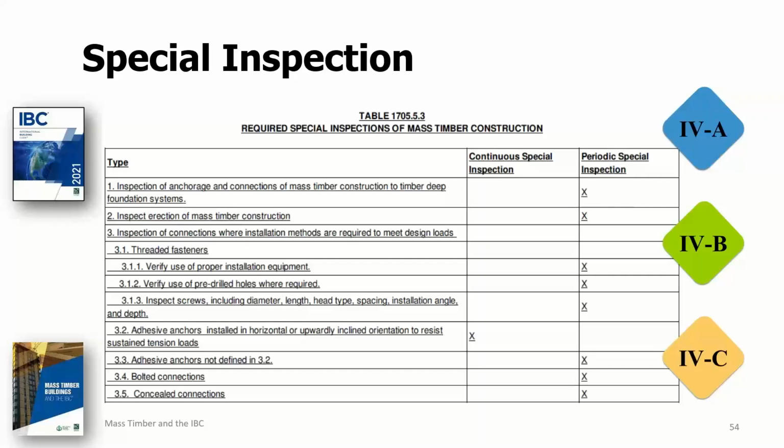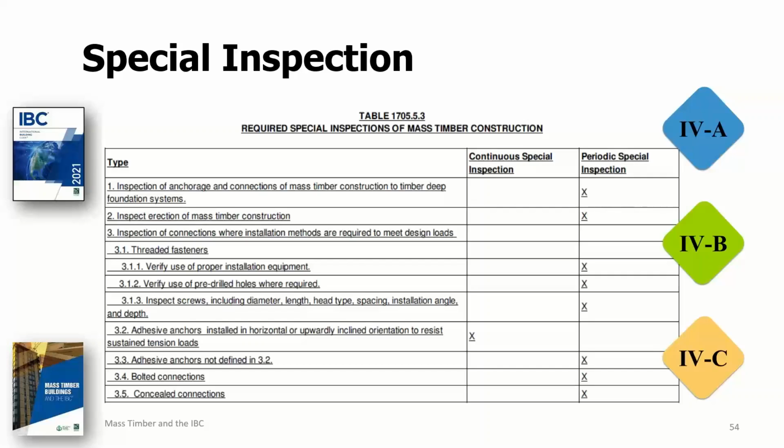The only connections warranting continuous special inspection are the adhesive anchors installed in horizontally or upwardly inclined orientation to resist sustained tension loads. Basically, what that means is adhesive anchors that are constantly loaded in withdrawal. This is shown in item 3.2 of this table, and it's similar to Table 1705.3, item 4A for precast concrete.